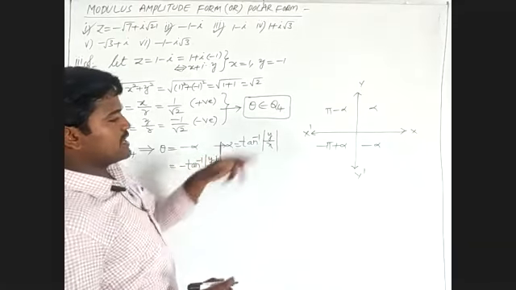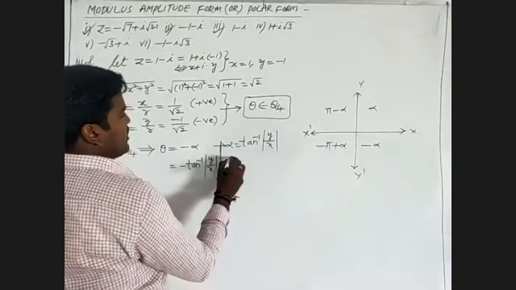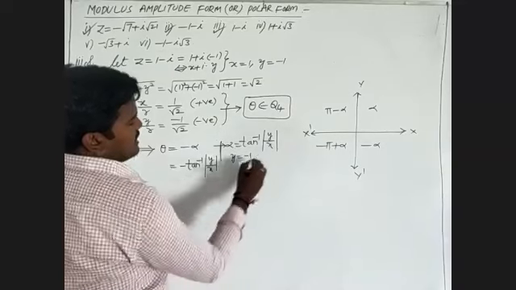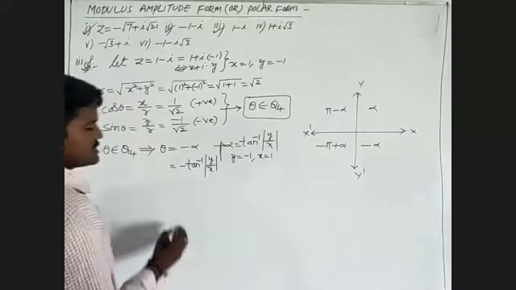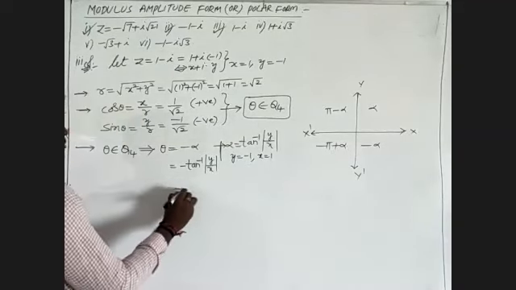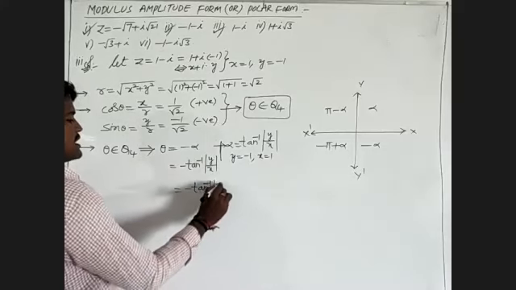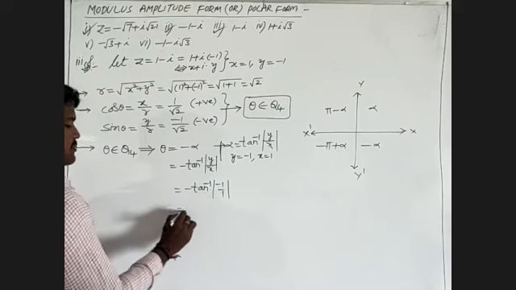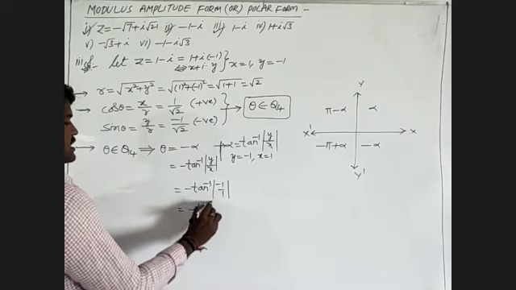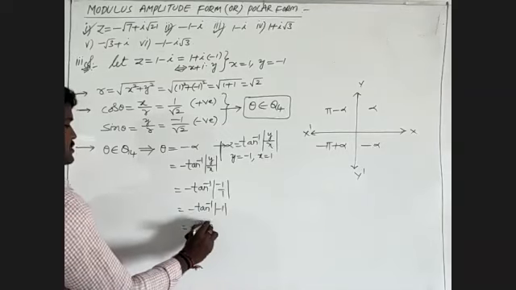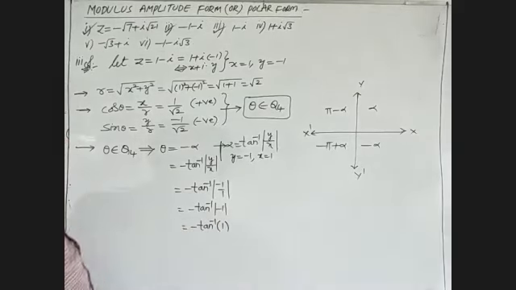Alpha is equal to tan inverse of y by x. What about the value of y and x? Where y is nothing but minus 1, x is nothing but 1, we will write. That means minus tan inverse of minus 1 by 1, we will write. That means minus tan inverse of mod of minus 1. Mod of a negative value is always positive. That means tan inverse of 1, we will write.